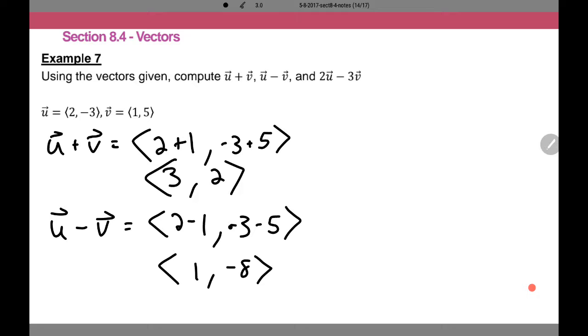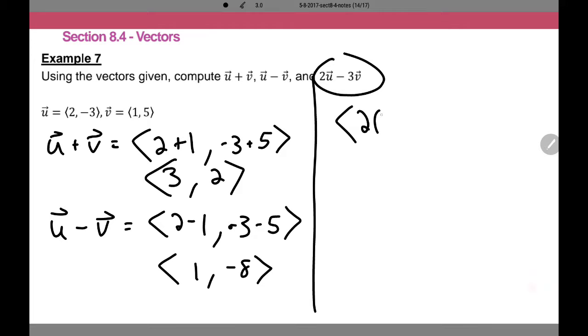The 2u minus 3v, a little trickier, but still not too bad. So I'm going to work on this one over here. So I like to write it like this. I've got 2 of those 2's for the u, and then I've got 3 of the 1's for the v. I've got 2 of the negative 3's for the y component of u, minus 3 of the 5's for v.